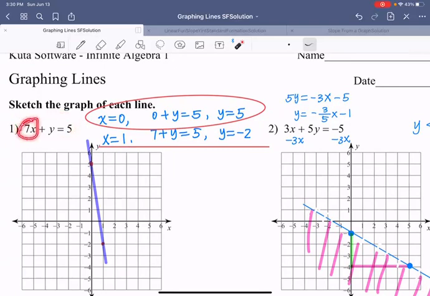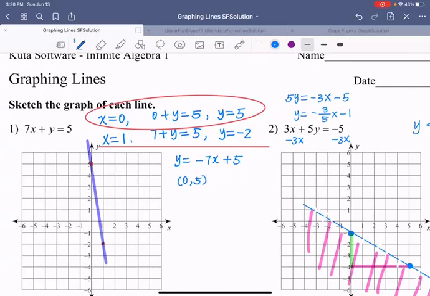You can minus 7x from both sides, right? Yeah. So y equals 5 minus 7x. How do we draw this one? Use the method we showed just now. We find the y-intercept of (0, 5), right? Yeah. Okay.